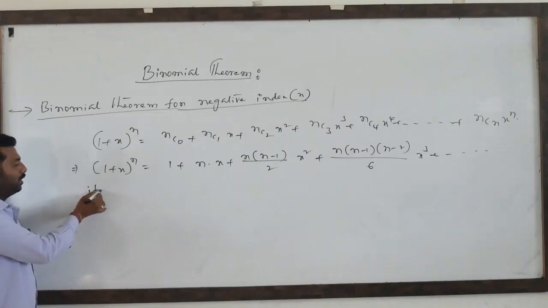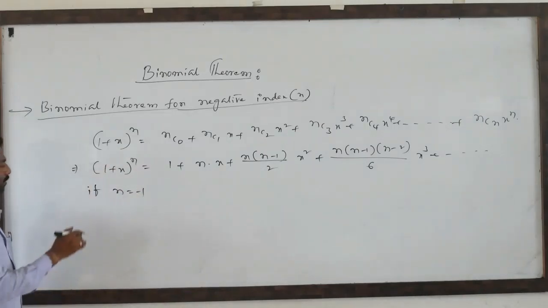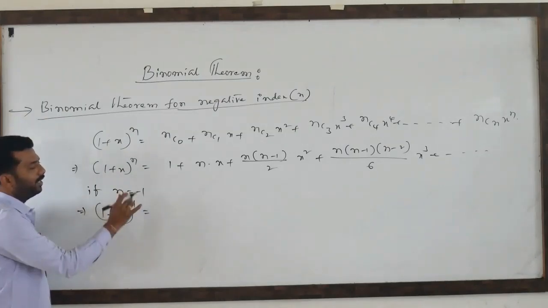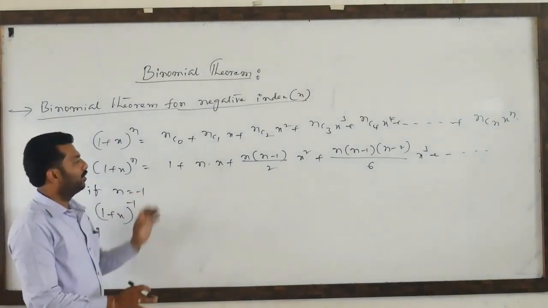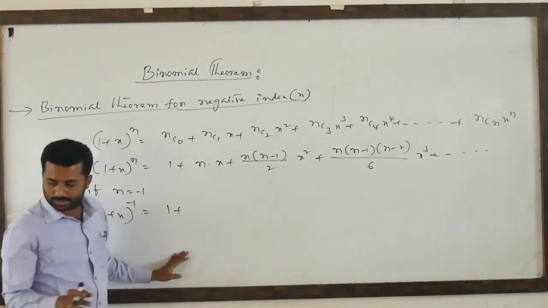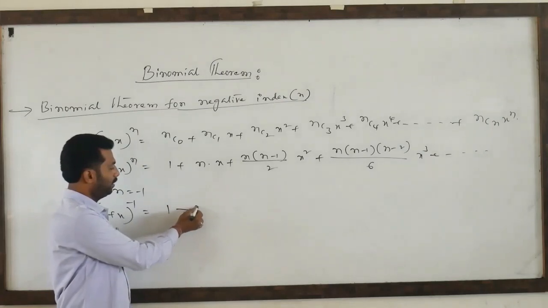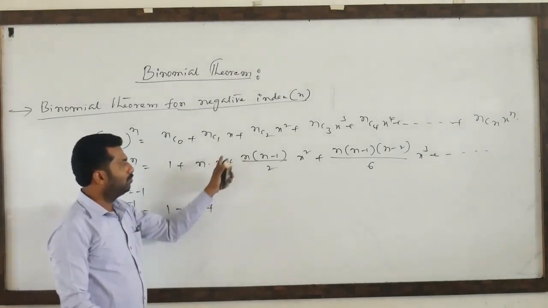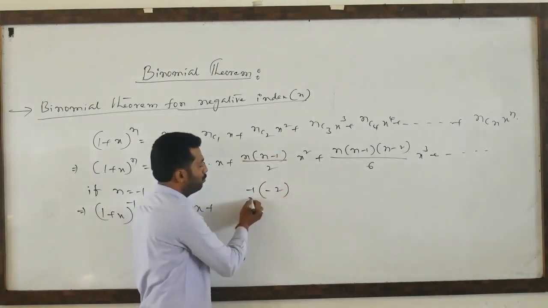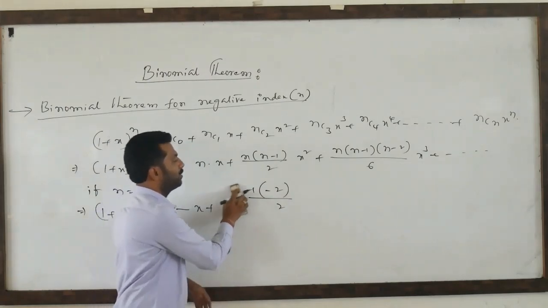If I substitute n equal to minus 1, what will be (1 plus x) to the power minus 1? Here also n equal to minus 1, so minus nx means minus x. With n equal to minus 1, this value is minus 1 times minus 1 times minus 1, that is minus 2 divided by 2. The 2s cancel, and minus of minus means plus 1.